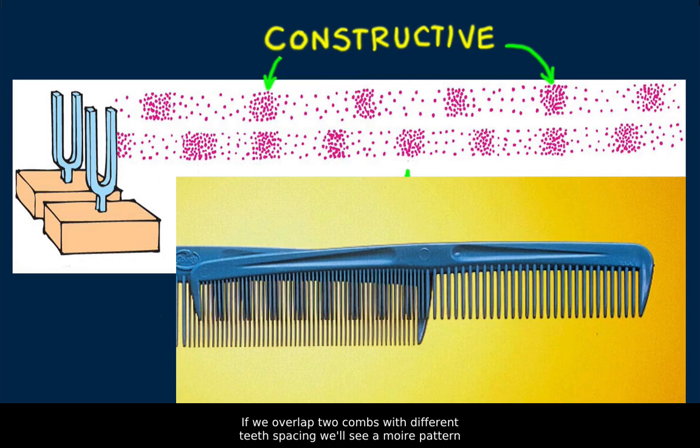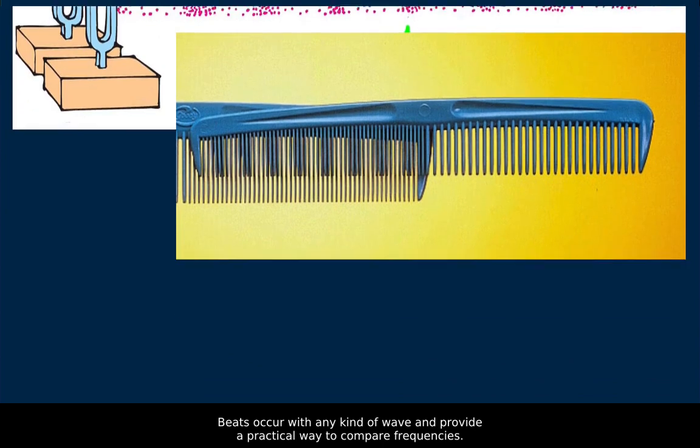If we overlap two combs with different teeth spacings, we'll see a moire pattern that is related to beats. The number of beats per length will equal the difference in the number of teeth per length for the two combs. Beats occur with any kind of wave and provide a practical way to compare frequencies.